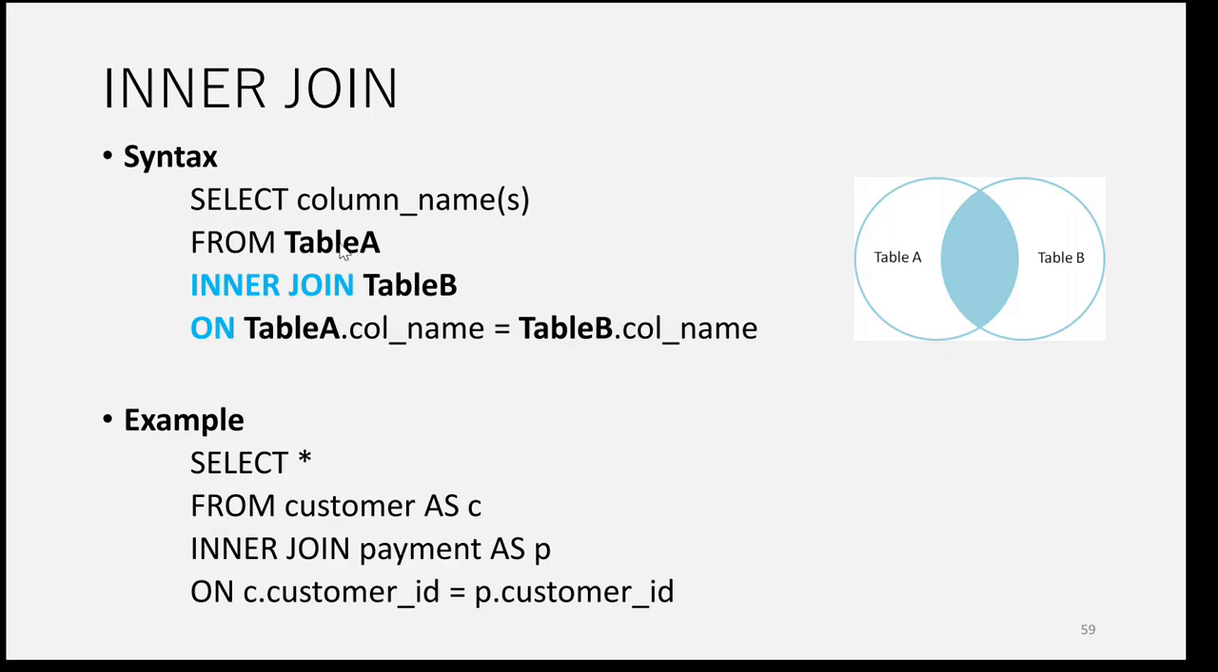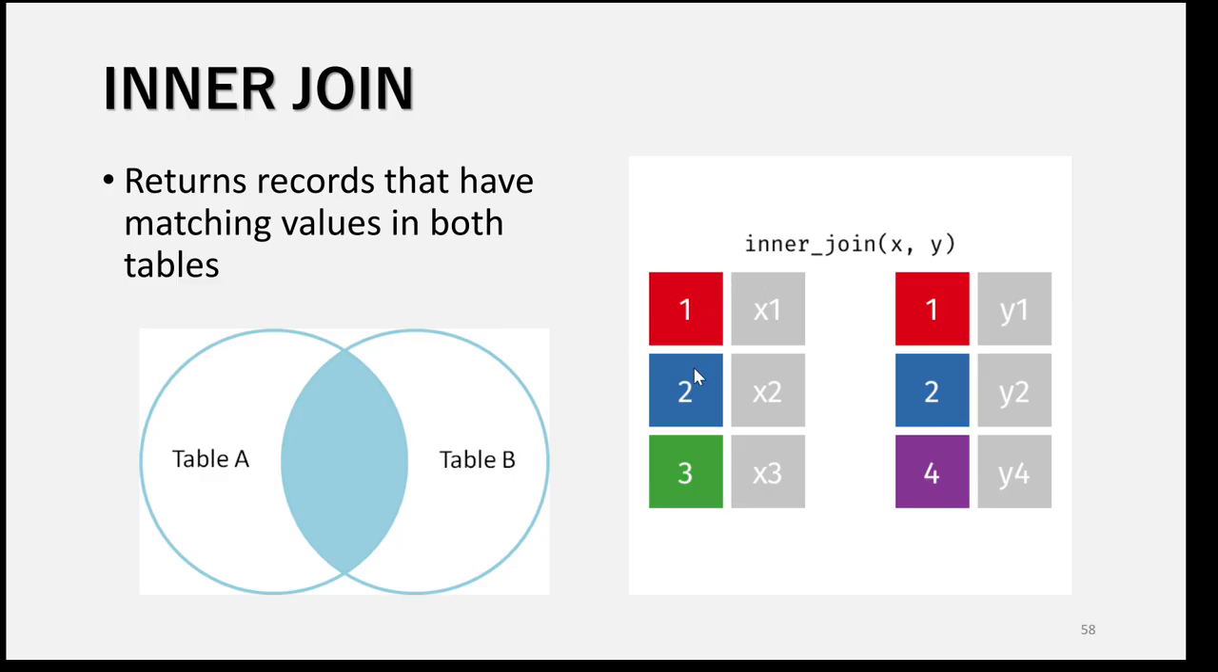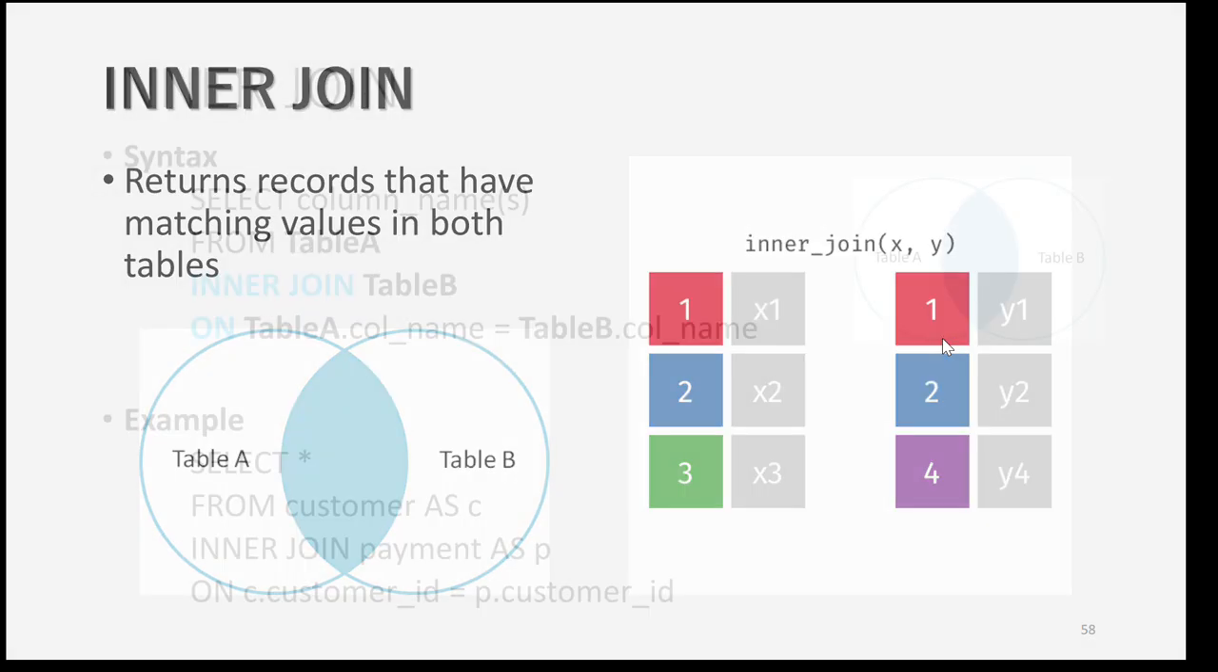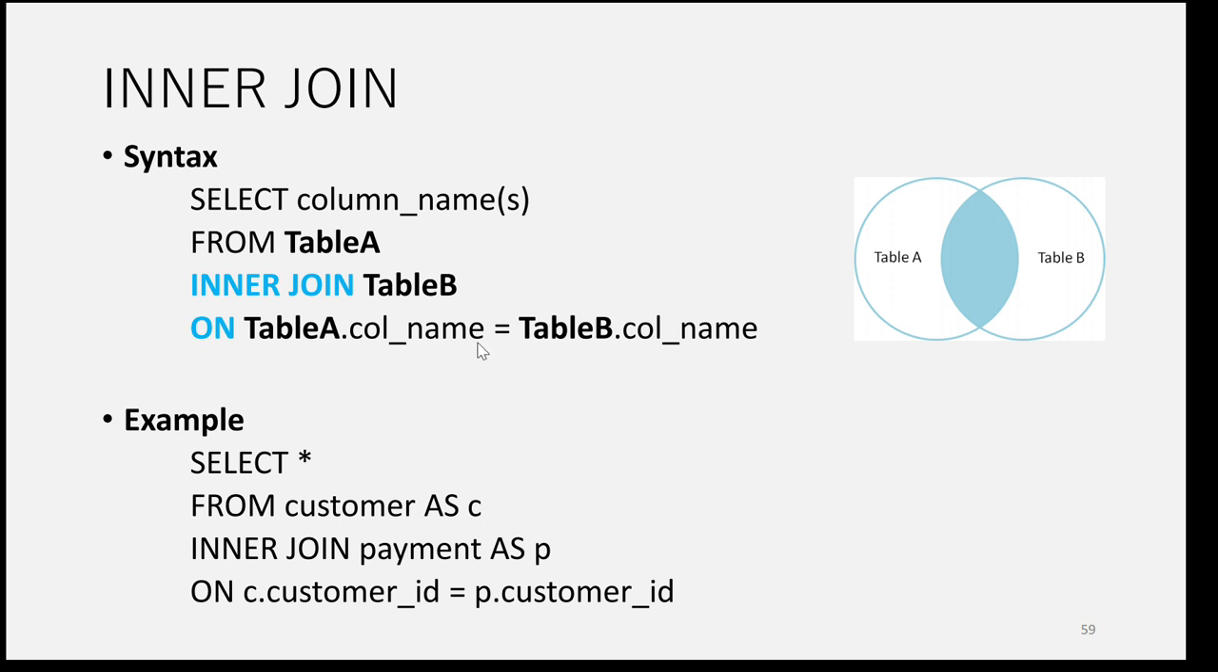Select the column name from a table, you join the other table. When you are combining, these should be the same, on table A dot column name should be equal to table B dot column name. You join customer as C and then the inner join payment as PA, on customer ID from C should be equal to customer ID in PA.